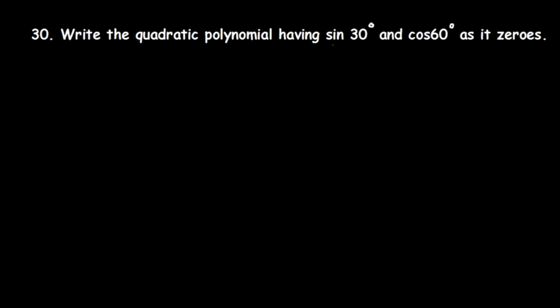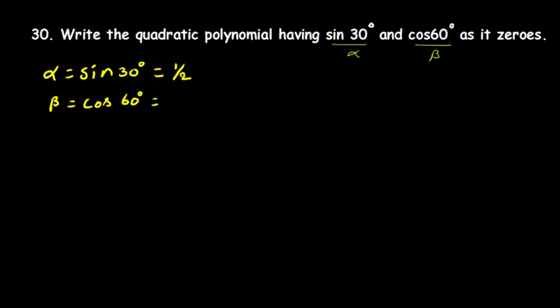Yes, write the quadratic polynomial having sine 30 degrees and cos 60 degrees as its zeros. So what is sine 30? So having zeros they have given, right? So that means one we take here as alpha, another one as beta. So now I'm going to take alpha equal to sine 30 degrees. What is sine 30? Yes, 1 by 2. Now beta is equal to, this is cos 60 degrees. So this one also 1 by 2, right?